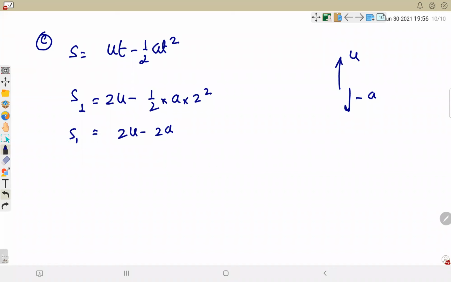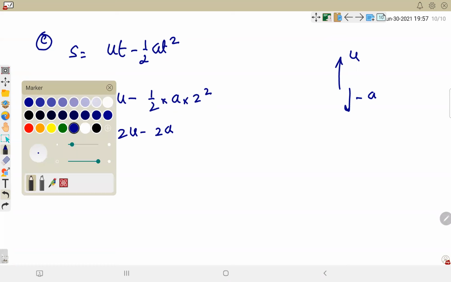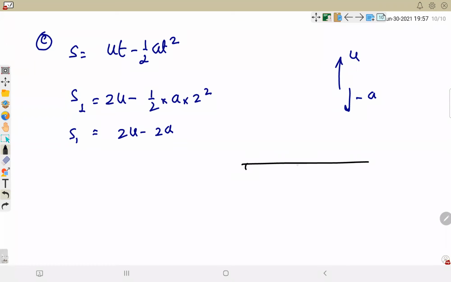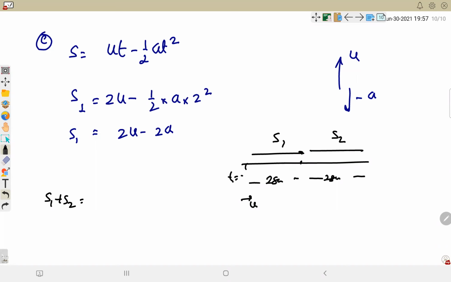But for the next 2 second journey, we have to calculate. This is the first 2 seconds of the journey, and this is the next 2 seconds of the journey. Say the first 2 second journey is S1, the next 2 second journey is S2. We have to start from the initial point of the journey only, because the speed we know is at the initial point. So total time becomes 4: 4u minus half a into 4 square, which is 4u minus 8a. This is S1 plus S2.